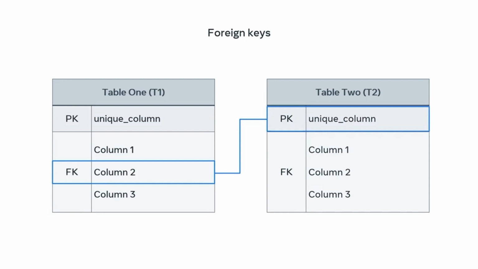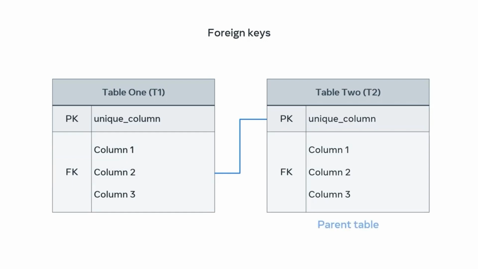And the reference column in T2 must contain unique values in each row of data. This will most likely be the primary column in T2. In addition, the reference table T2 is known as the parent table, while the referencing table T1 is the child table. Don't worry if all this seems a bit complicated.